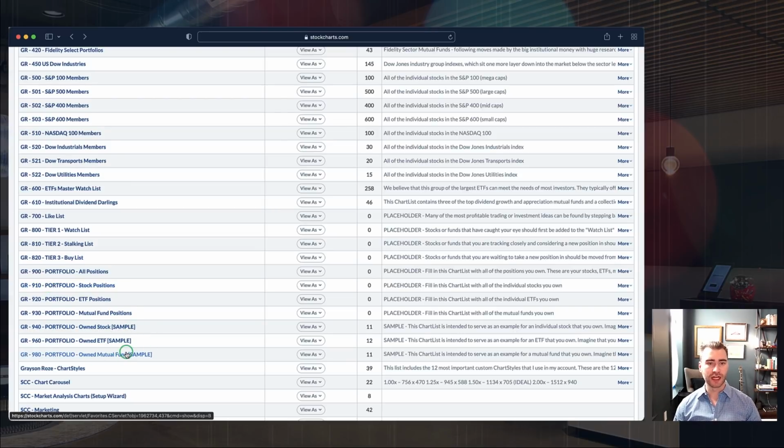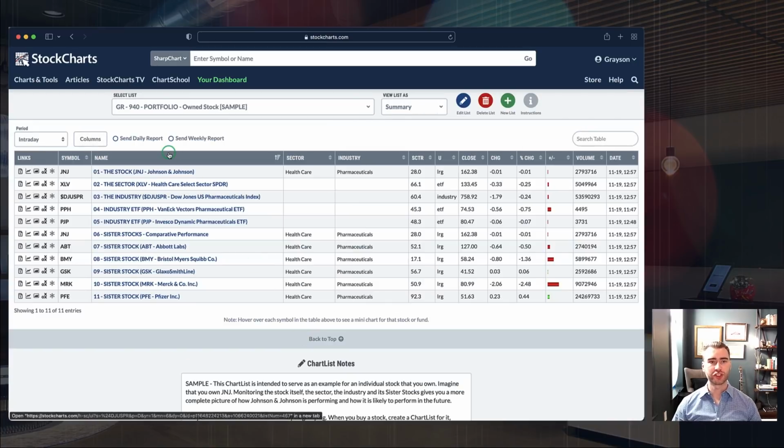Then finally, the last 3 lists in the ChartPack, we have a couple of samples. So if you own an individual stock, this is how you should be tracking it. If you own an ETF, an individual ETF, this is how you should be tracking it. If you own a mutual fund, this is how you should be tracking it. This is where we bring in some concepts from our book like the sister strategy. So for instance, here in our owned stock sample list, it's not just about tracking that stock that you own. Let's say you own Johnson & Johnson. That's kind of our sample here.